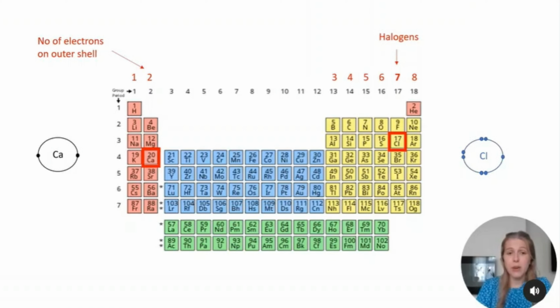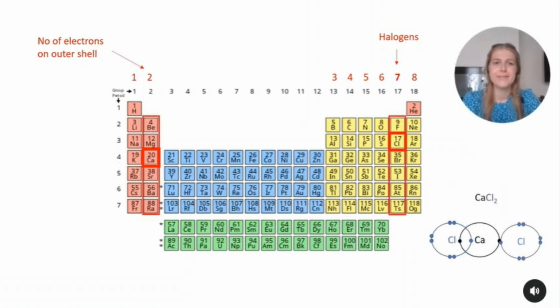We need to look at the periodic table so that we can visualize the atoms. So we find calcium, we can see that the number of electrons on the outer shell is not 1, it's 2. And then we're going to look for chlorine, and again we see that the number of electrons on the outer shell is 7. And that gives us calcium chloride, and that is 1 metal for 2 halogens.